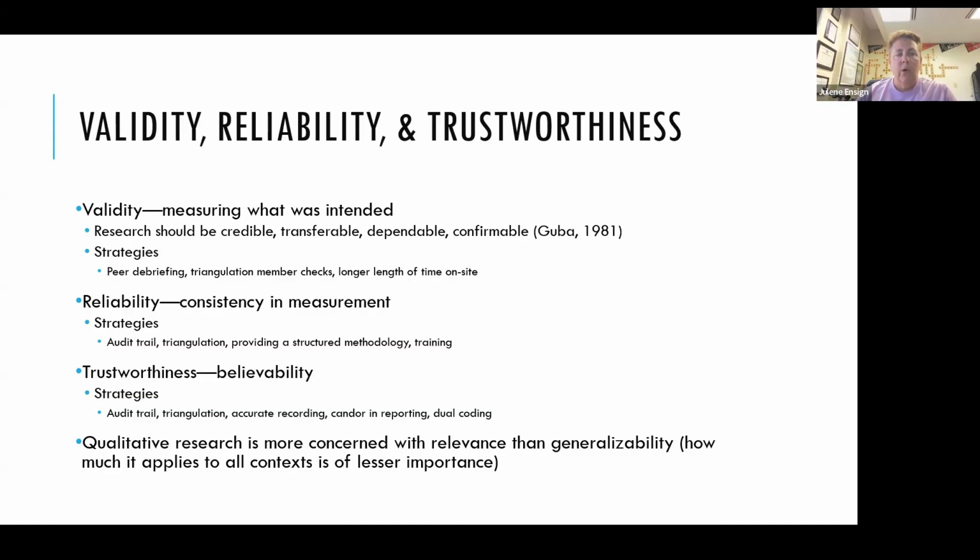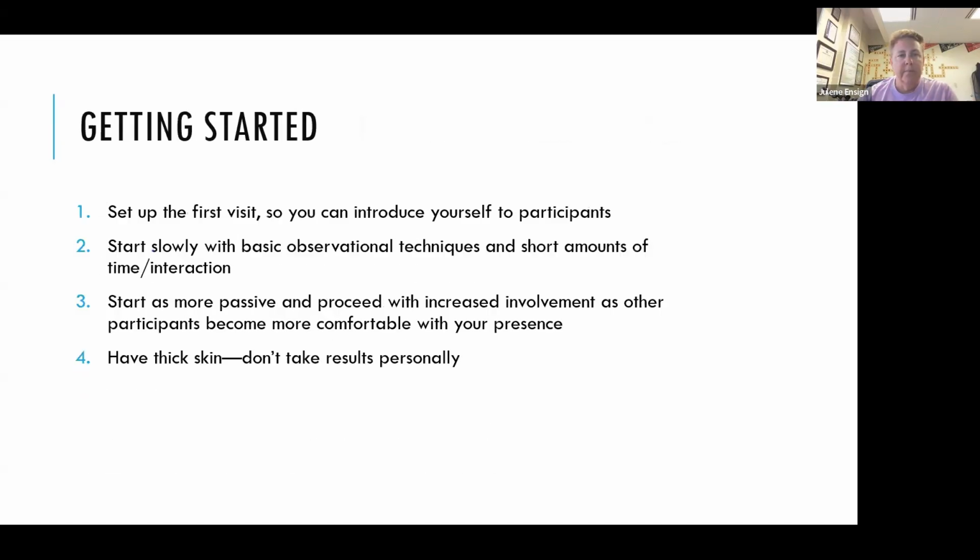We want this qualitative research to be more relevant than necessarily generalizable, meaning that it applies to all circumstances. So a lot of times I will say that this data is only indicative of the experience of these 5 teachers. It's not necessarily generalizable to all physical education settings. It's just a comment that I would make.